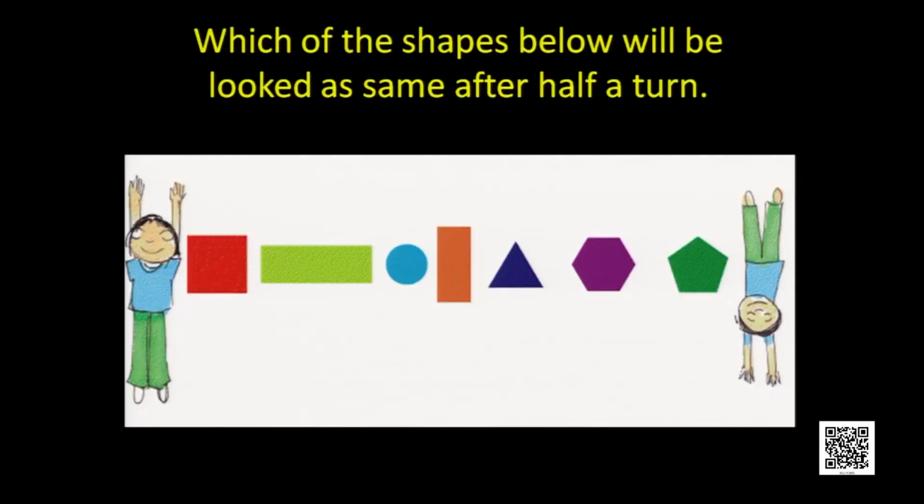Now you tell me which of the shapes below will look the same after a half turn. What is a half turn? A complete turn is 360 degrees. Complete turn means if I go around a point, then I am completing 360 degrees. So half of it will definitely be 360 by 2, that is 180 degrees. I have to turn the figure 180 degrees, that is the half of a turn.